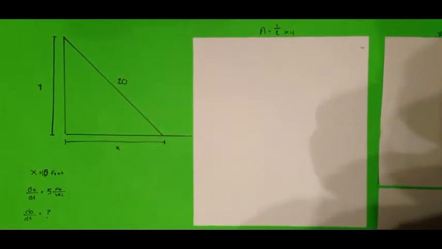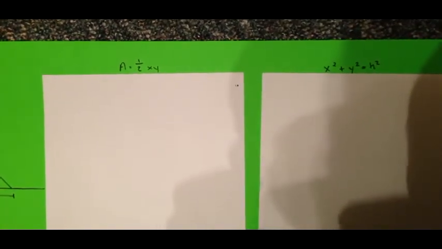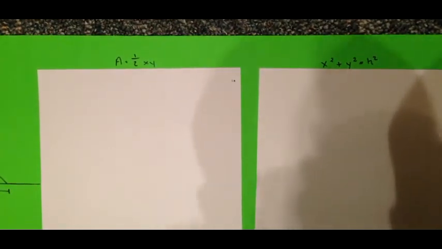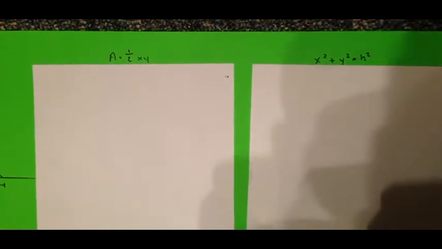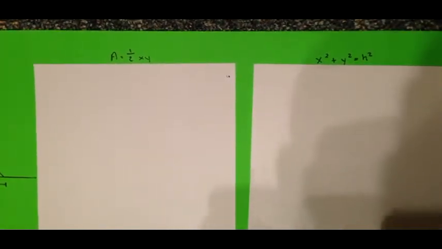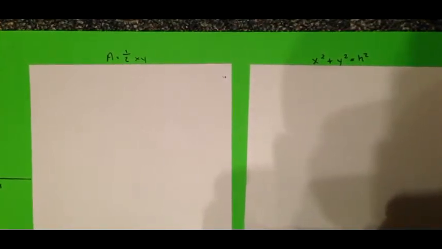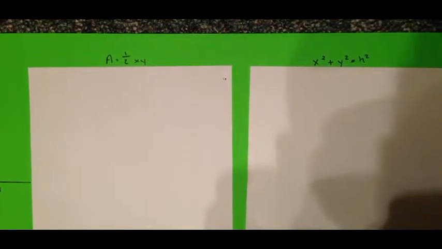But to find the rate of change in the area, we're going to need to find dy over dt, and we're going to need to use dx over dt. We're already given dx over dt, but we're going to find dy over dt over here. And to find it, we're going to use the Pythagorean theorem. It's commonly used as a squared plus b squared equals c squared. For the purposes of this problem, we're going to go x squared plus y squared equals h squared.